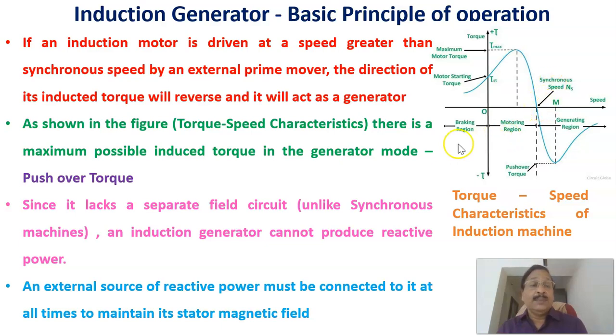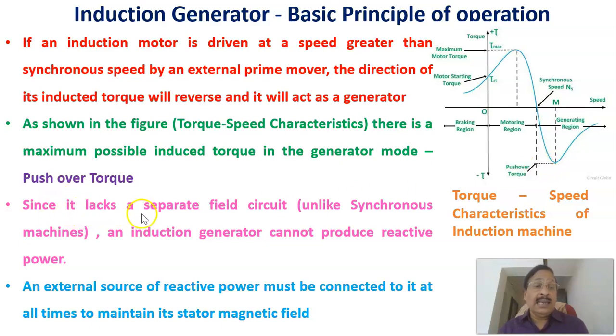As shown in the torque speed characteristics, there is a maximum possible induced torque in the generator mode. That is the maximum value of the torque, the maximum possible induced torque in the generator mode. This torque is known as the pushover torque. The pushover torque is the maximum torque in the generator mode of the induction generator.